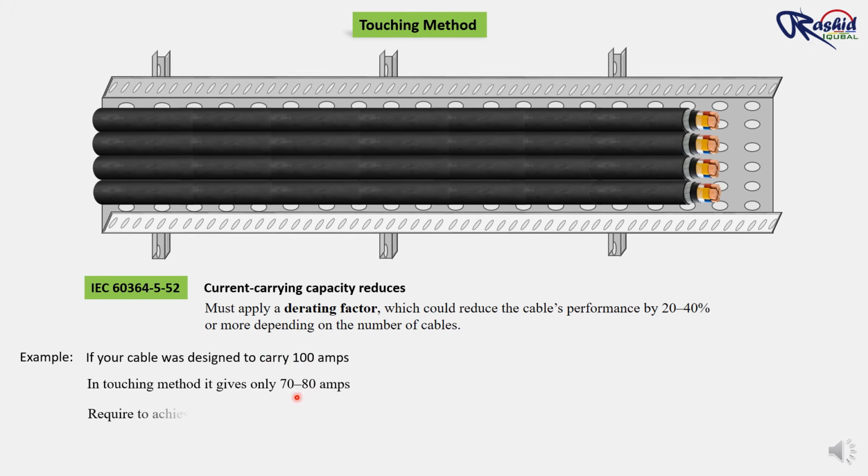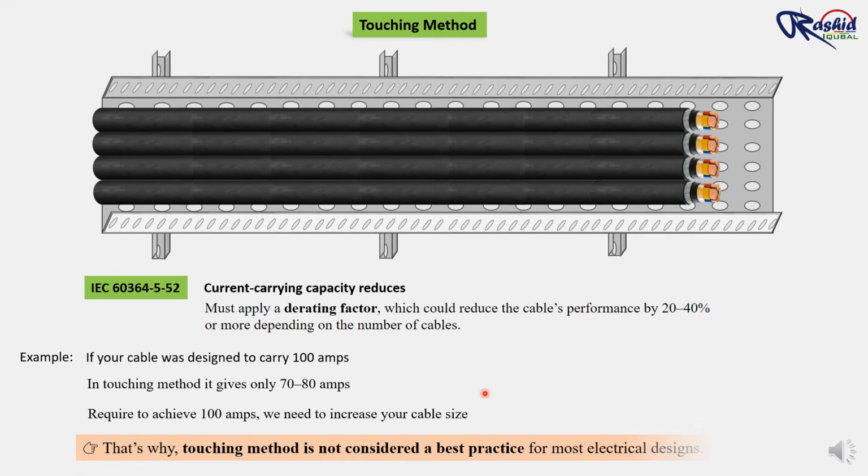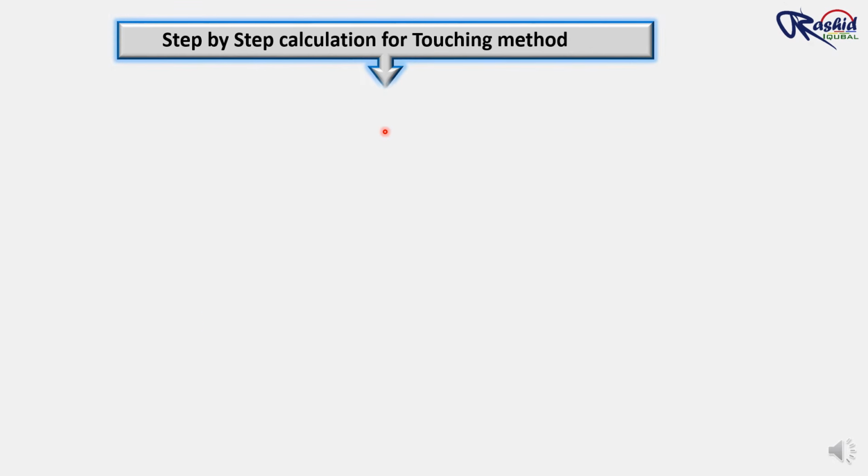That means you may need to increase your cable size, which adds cost and weight. That's why the touching method is not considered a best practice for most electrical design. We strongly recommend using the spacing method instead of the touching method, especially when dealing with power load. Anyway, for learning purposes, let's still look at the calculation process for the touching method.